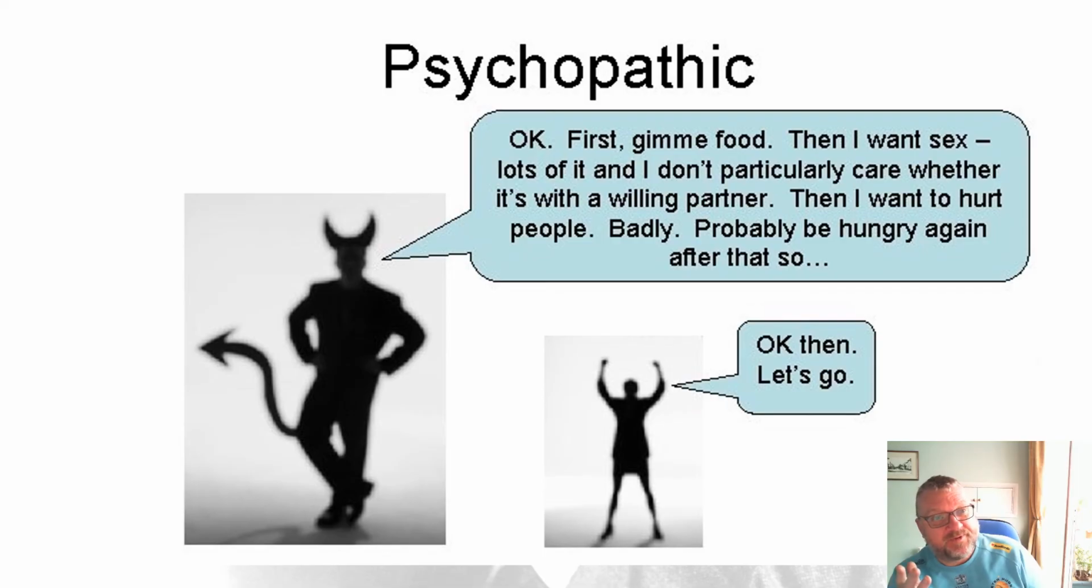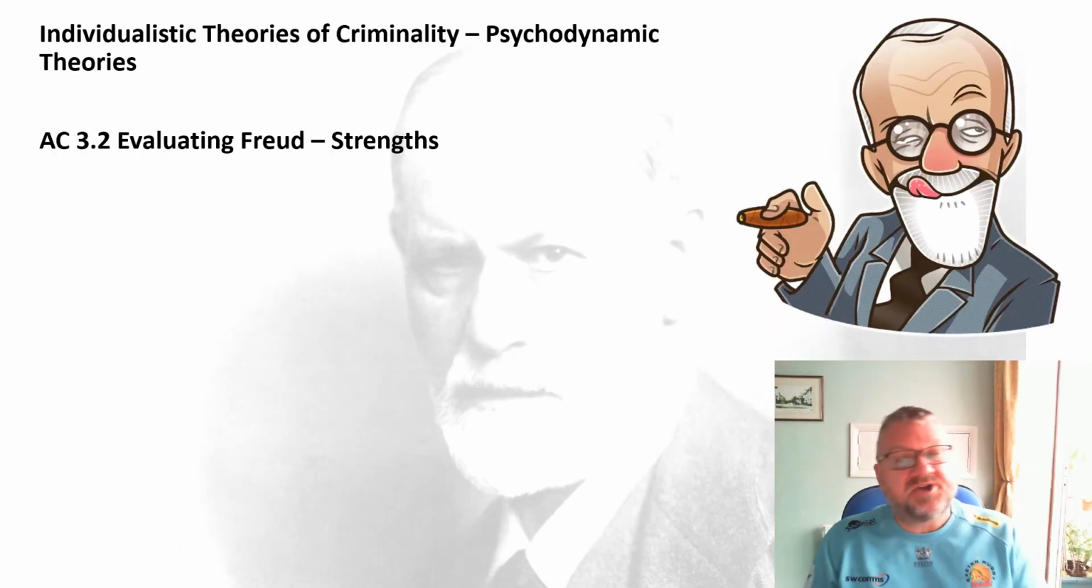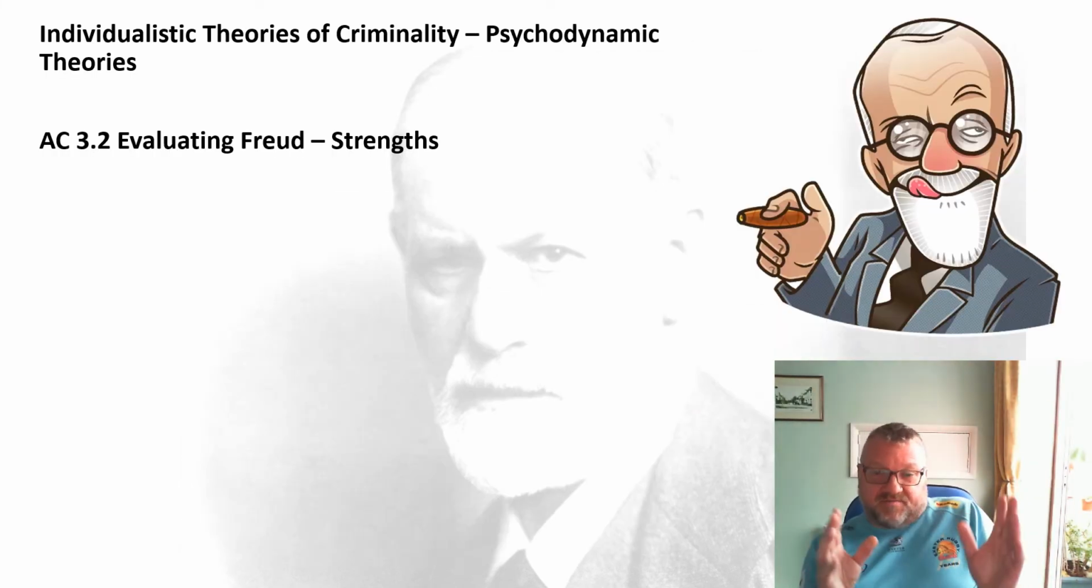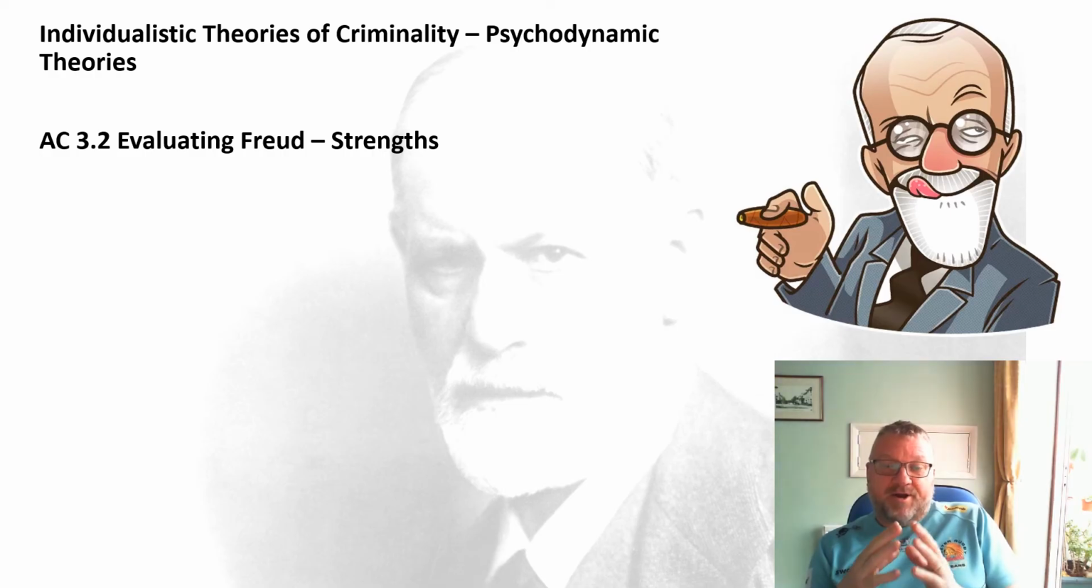And finally, we would have the psychopath, where you might notice there's no superego at all. You've just got the id going, okay, give me food, then I want sex, lots of it, I don't particularly care whether it's with a willing partner, then I want to hurt people badly, probably be hungry again after that, and then the ego just goes, okay then, let's go, because there's no control there whatsoever. So hopefully that's explained Freud's theory of how a lack of, or incorrectly developed, psyche leads to criminality.